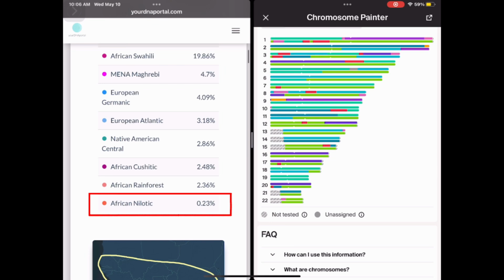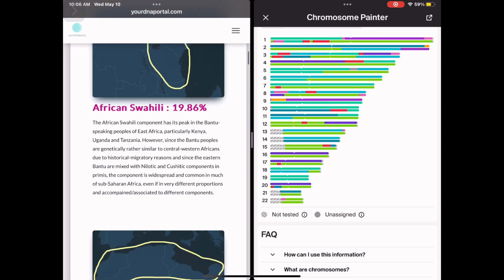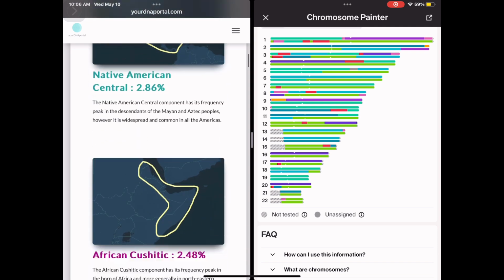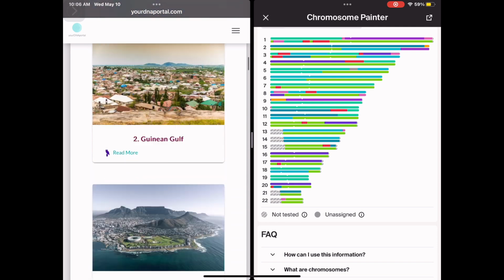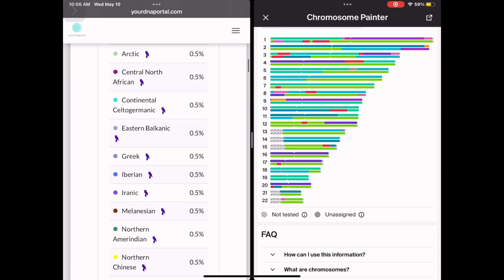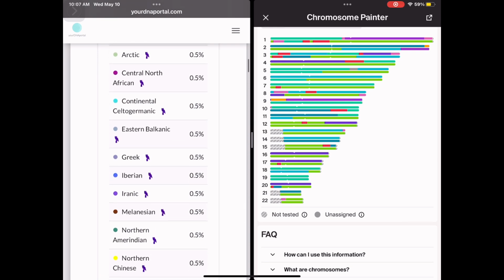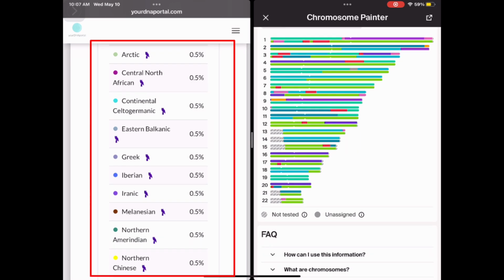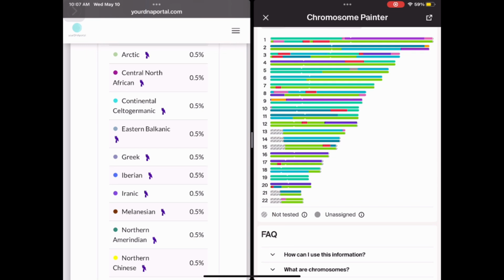Here on chromosome 3, we have African Nilotic at 0.23%. And then continuing on with in-depth origins, it says for the following 0.5%.